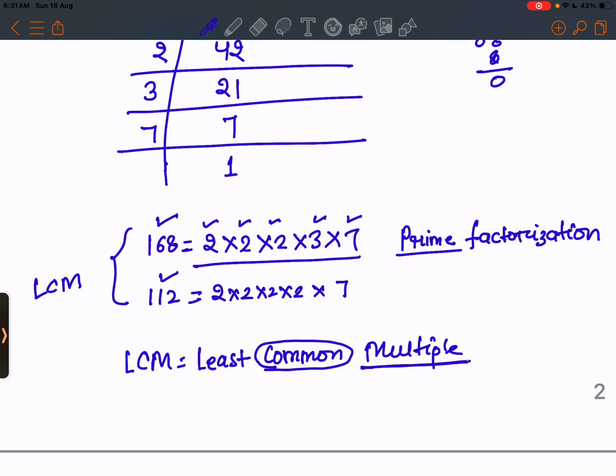For common, what will we do? One common here, one common here, the second common is this, the third common. Okay, now write the common values. 2 into 2 into 2, 7 is common. Okay, now what are the remaining numbers? 2 and 3 are the remaining. Write it down, 2 into 3. Further solve it.